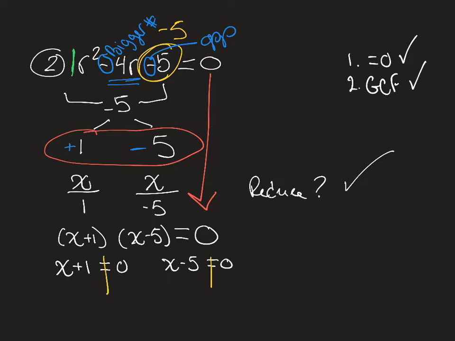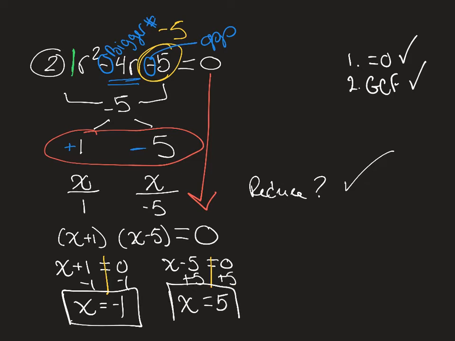To undo a plus 1, we minus 1 from both sides. So x equals negative 1. Add 5 to both sides to undo a minus 5, and x equals positive 5. So those are my two answers right here. These are my solutions.